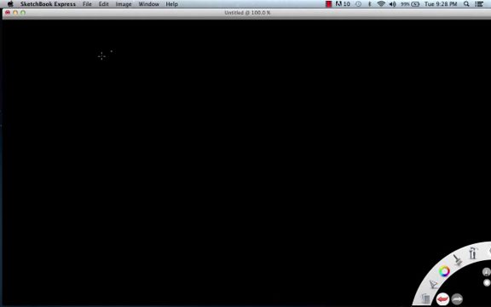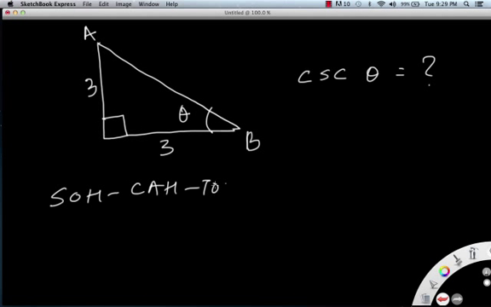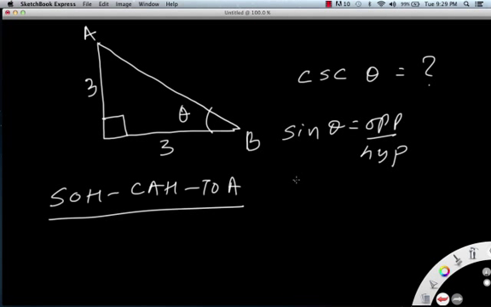Let us work through a few more examples. Consider this isosceles right angle triangle. The sides of this isosceles right angle triangle are 3 and 3 respectively. This is theta. The problem here asks you to calculate cosecant theta. So how do you do that? We'll write our formula, Soh Cah Toa. From the mantra, sin theta is equal to opposite by hypotenuse, and cosecant theta is nothing but the reciprocal of sin theta, which makes it hypotenuse by opposite.